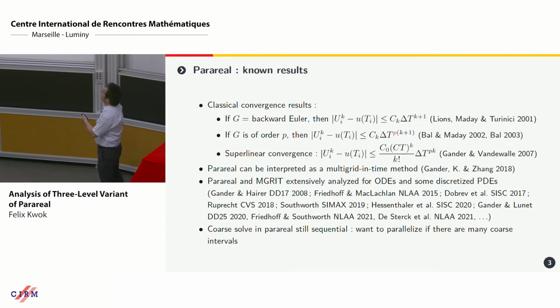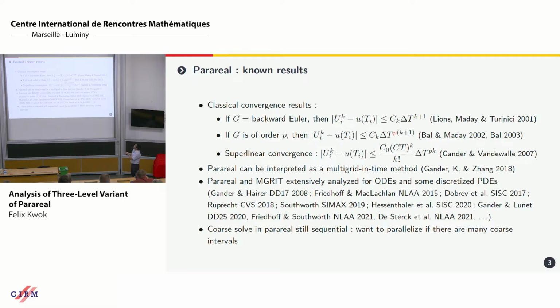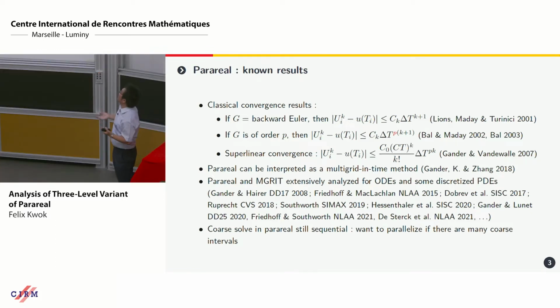So this is the original parareal algorithm from Lions, Maday and Turinici from 2001. There are many convergence results that are already known. This list is not meant to be exhaustive. I just picked a few works and listed those, and a lot of these people are in the audience. So if you want to know more about the analysis that has been done, you can talk to people here.